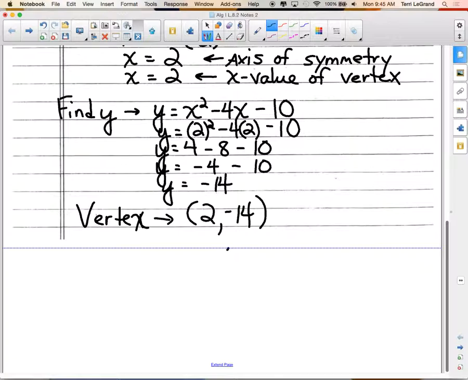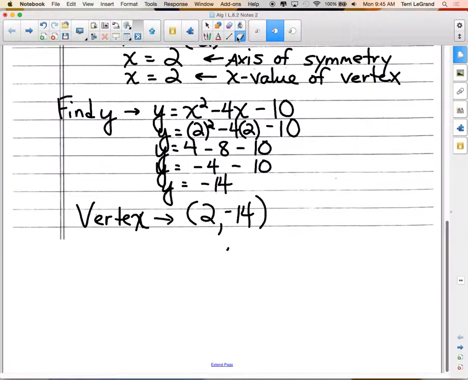Okay, tell me something about this parabola. What do you know, besides the fact we now know the vertex? What's it going to do? Because tomorrow we're going to be graphing. It opens up. Okay, this is a parabola that opens up. We just found the vertex, right? 2, negative 14.